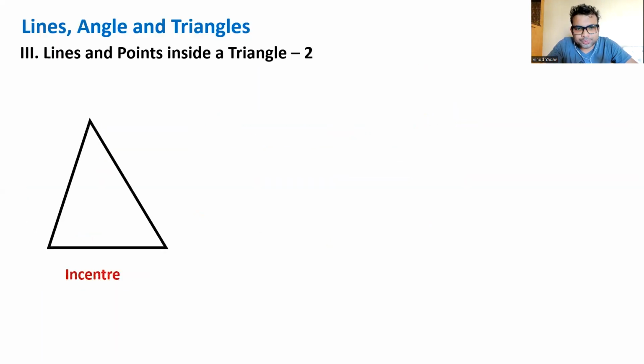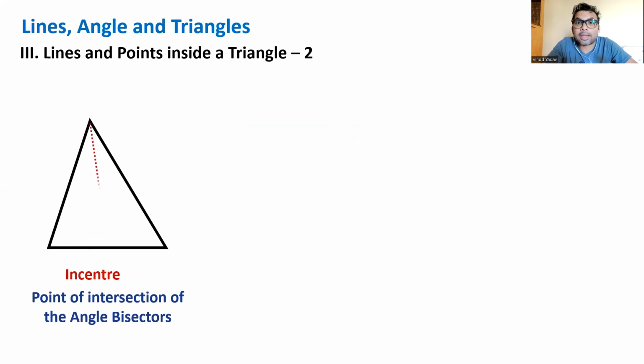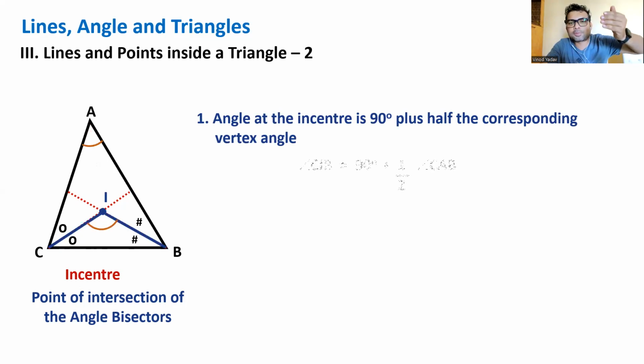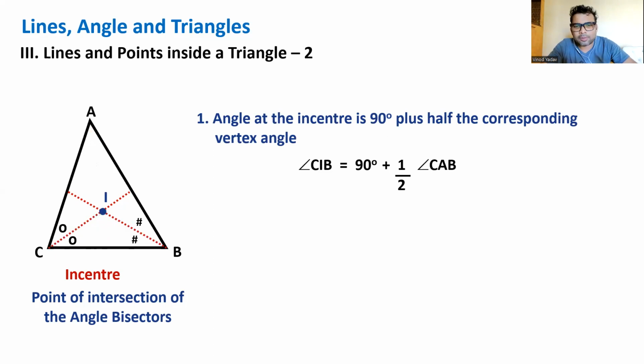All right. So next is in center, point of intersection of angle bisectors. All the angle bisectors meet at one common point. That one common point is called as in center. First property about angle at in center: CIB is 90 degree plus half the corresponding vertex angle. So 90 plus half of CAB. This can also be derived, but deriving will take some time. So please remember this.